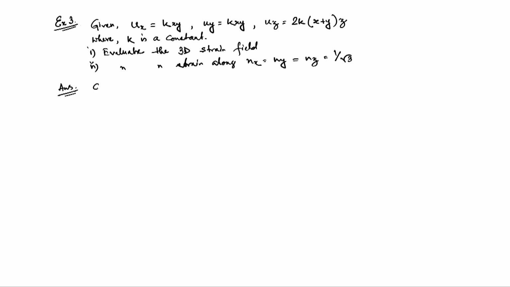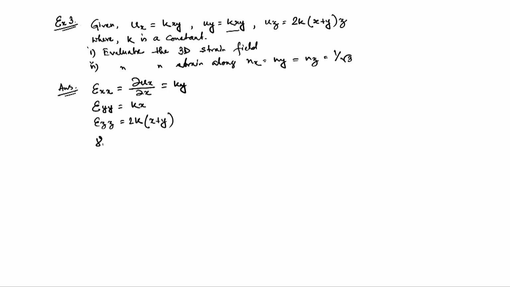So, what we will do? Let us find out epsilon xx, which is ux differentiated with respect to x. So, we will have ky, right. Similarly, epsilon yy is, if we differentiate this with respect to y, we have kx, and then epsilon zz is the last one differentiated with respect to z. So, we will have twice k times x plus y.